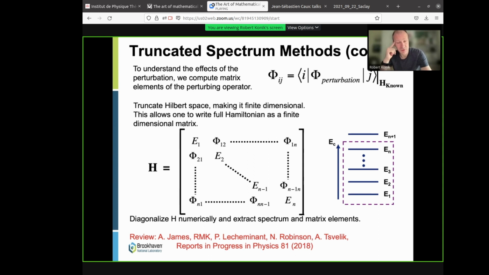But what we can do, which is a reasonable approximation if the perturbing field is relevant, and in this particular quench it will be strongly relevant, is truncate the spectrum. We just toss away states above a certain cutoff. That leaves our Hamiltonian finite dimensional, which we can then easily numerically diagonalize and extract the spectrum and the matrix elements.